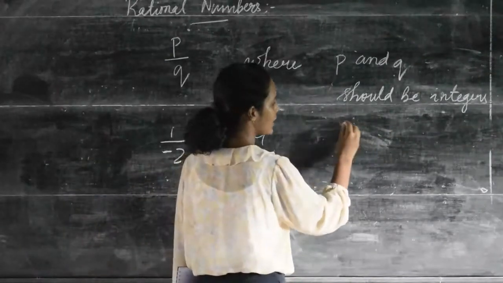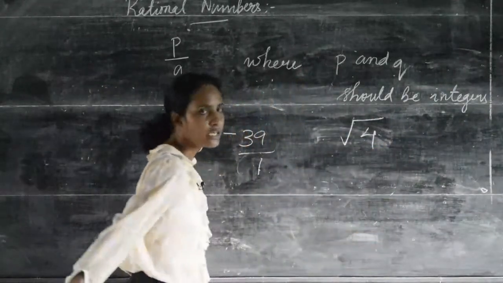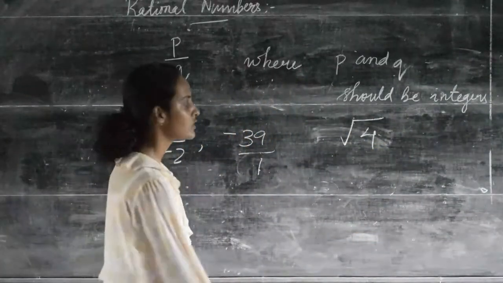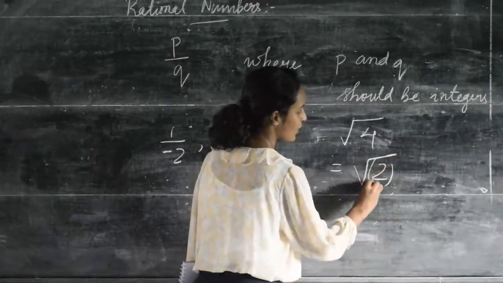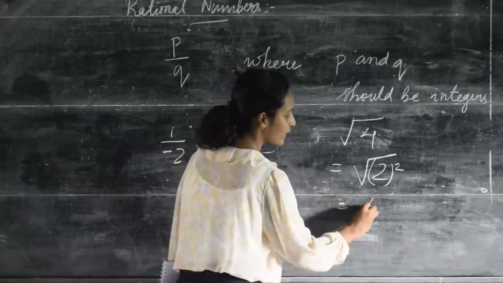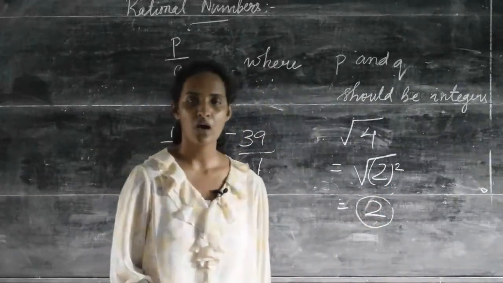Now another example of a rational number, root 4, is it a rational number? Yes, definitely it is a rational number. What is the root of 4? Root of 4 is 2, right? Root of 4 is root 2 square, root and square cancel each other and we get 2, right? So now 2, how is it a rational number?